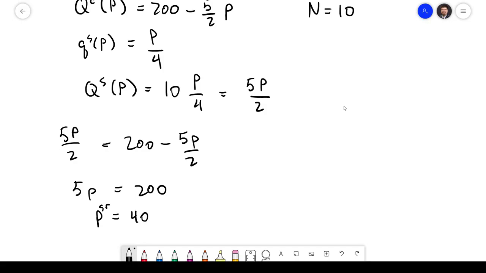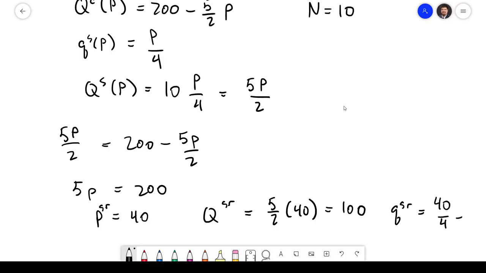To figure out the short run equilibrium quantity, I'm going to plug the 40 into either the supply or demand functions. I'll use the supply function, and so that'll give us Q^SR equals 5 halves times 40, which is going to be 100. To get the quantity that each individual firm produces, we can plug the price of 40 into our firm level supply curve, which is P over 4. So we will get 40 over 4 equals 10. Note also that we have 10 firms. Each firm is producing 10, and that lines up with our total market quantity of 100. 10 times 10 equals 100.